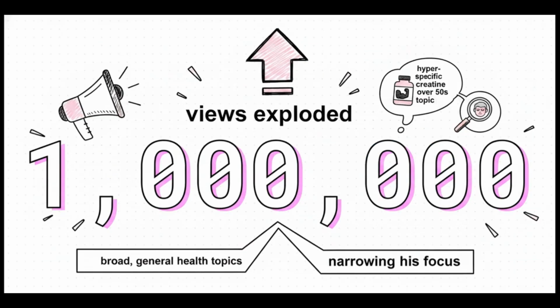If you need proof that this works, just think about the number 1 million. That's the massive number of views a creator named Richard Kelly achieved. And how did he do it? Simply by pivoting his channel from broad general health topics to that hyper-specific creatine for over 50s topic. By narrowing his focus, he spoke directly to a hungry, underserved audience, and his views absolutely exploded.